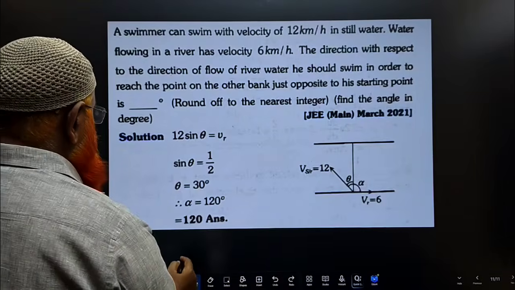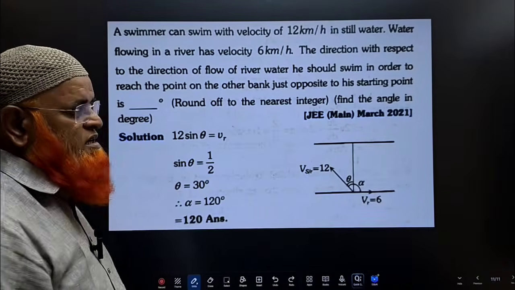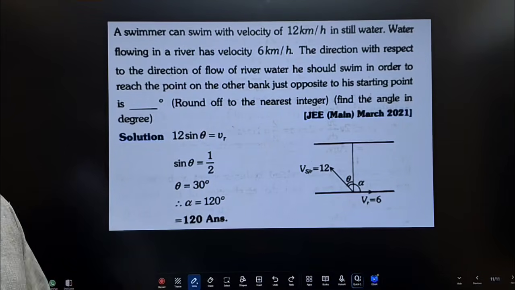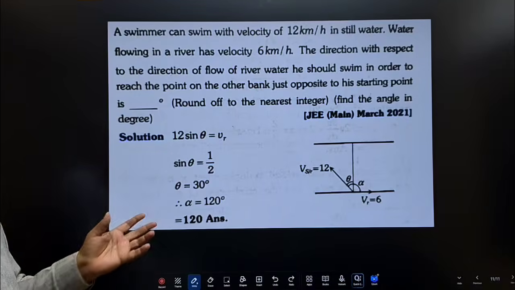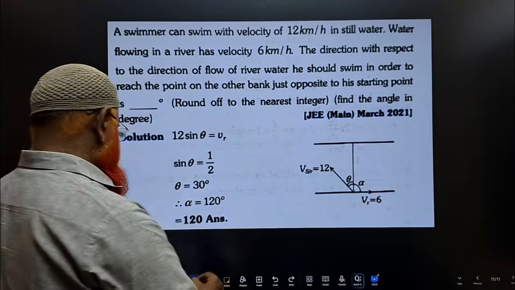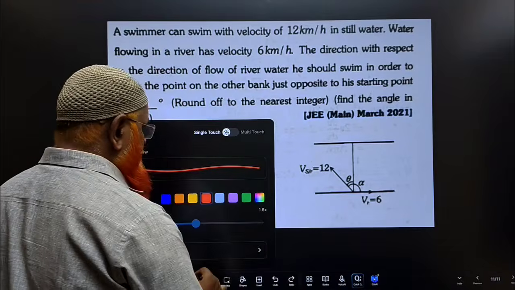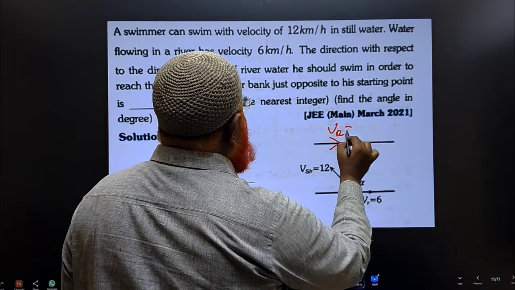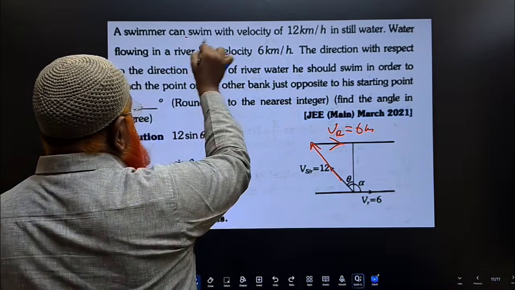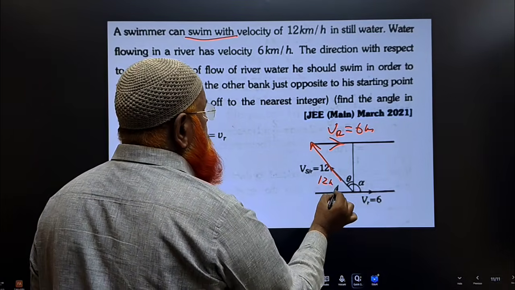This is a JEE Mains question asked in 2021, but you can solve it, even if you are a kid of 6th, 7th or 8th class. Very simple. The river velocity is given: 6 kilometers per hour. The boat or swimmer velocity is 12 kilometers per hour.